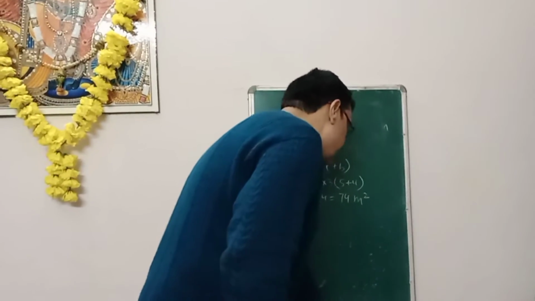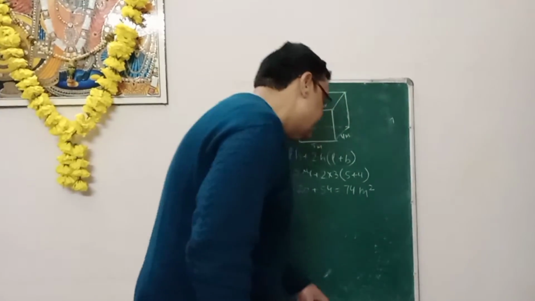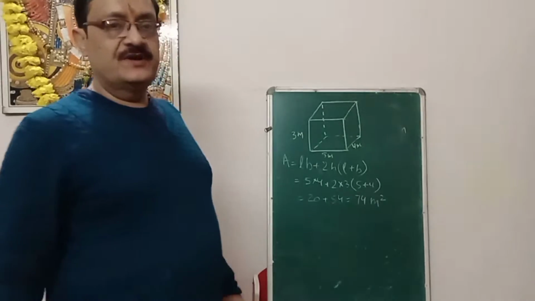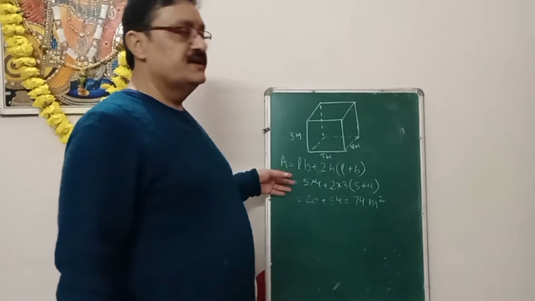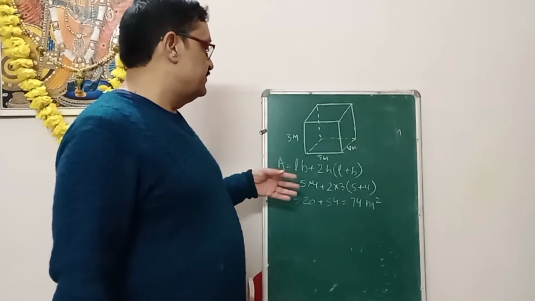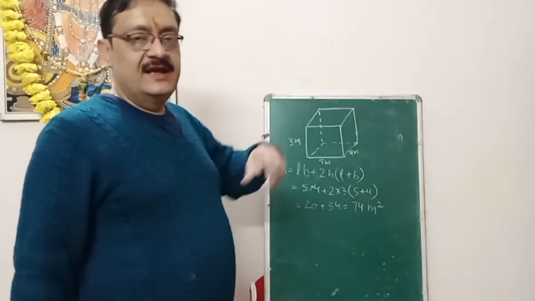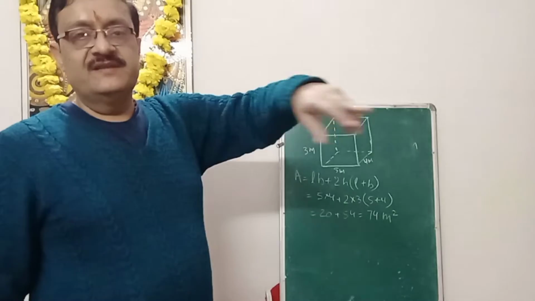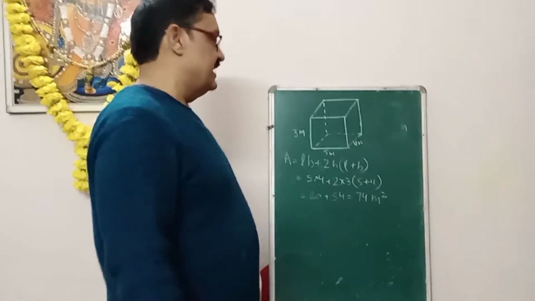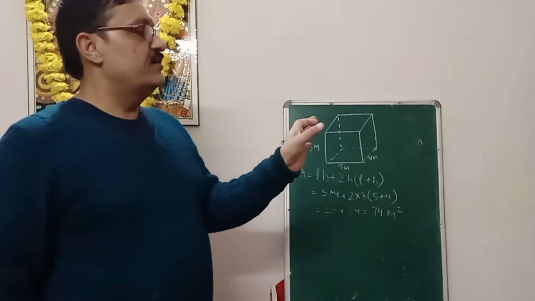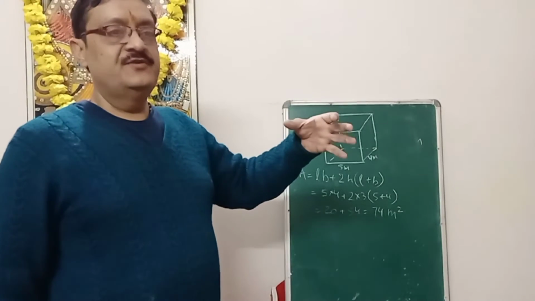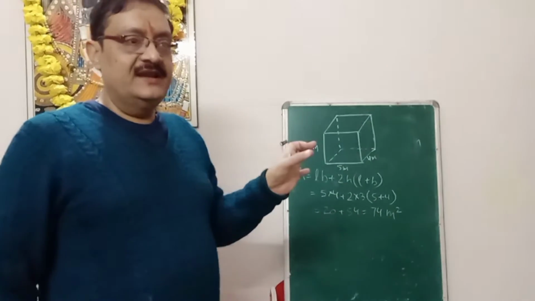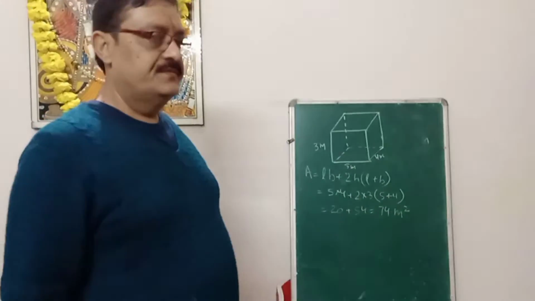So if we are able to visualize this clearly, what area we need to calculate, that is the important thing. So what area we need to calculate? The top LB and the 4 walls. 4 walls means lateral surface area. Lateral surface, 2 pair of BH and 2 pair of LH.